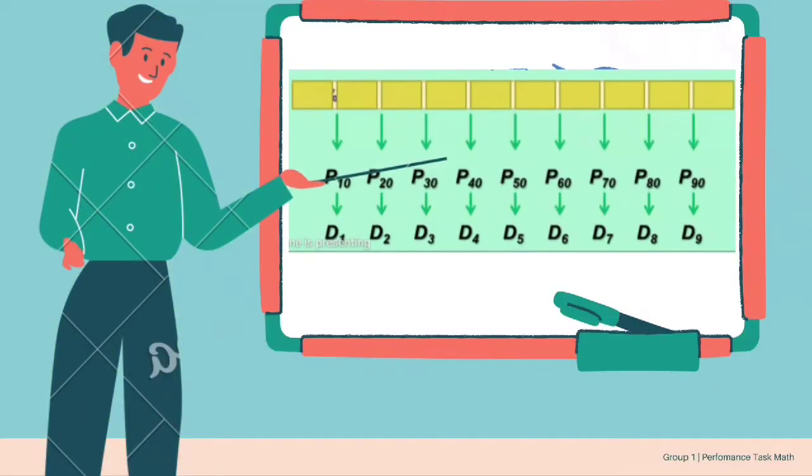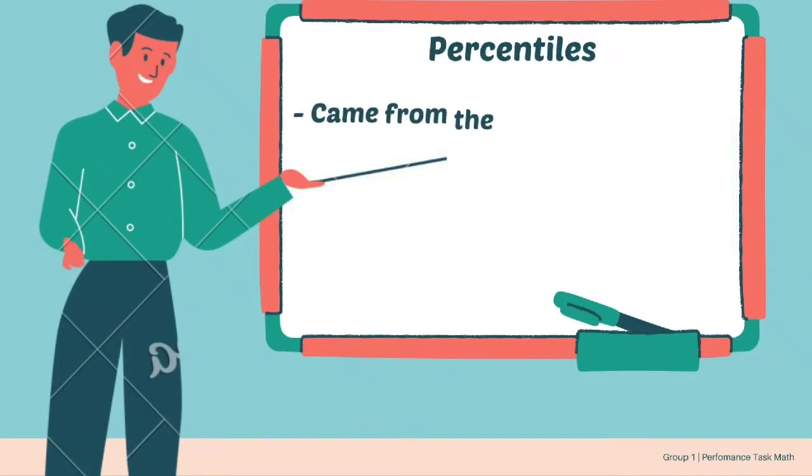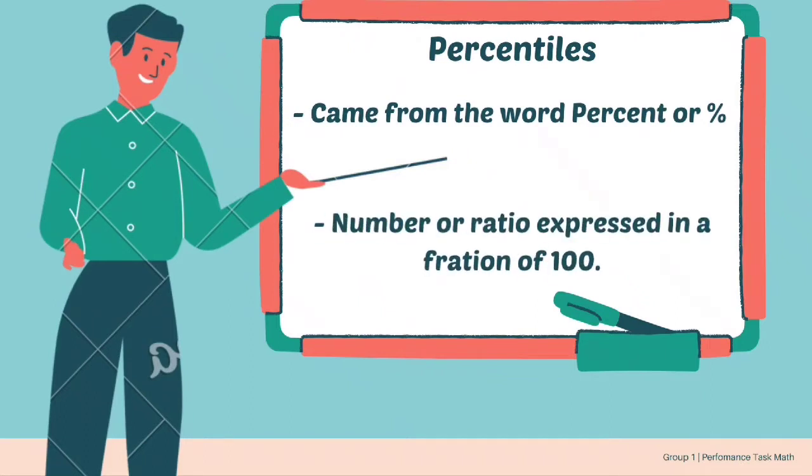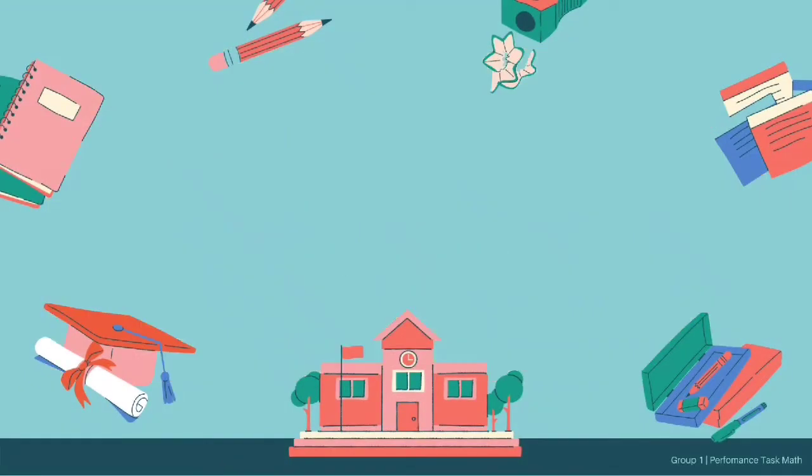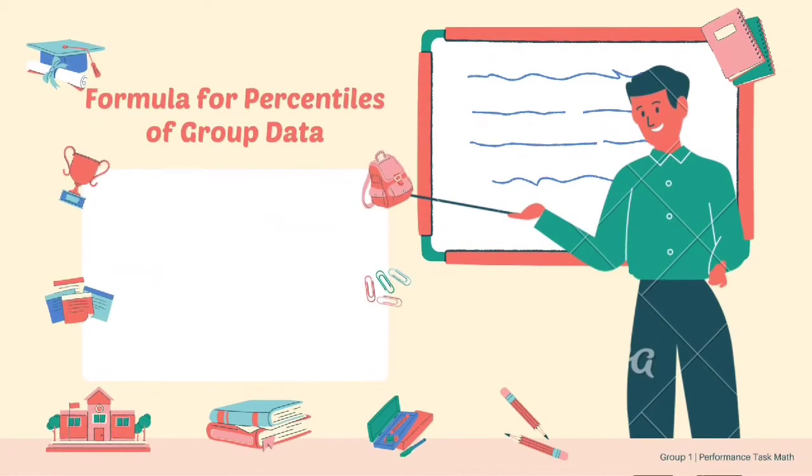The 99 scores which divide the data distribution into 100 equal parts are called percentiles. The word came from percent, which is a number or ratio expressed as a fraction of 100. And for today, we're going to be talking about the percentiles of grouped data. Let's start first with the formula for percentiles of grouped data.